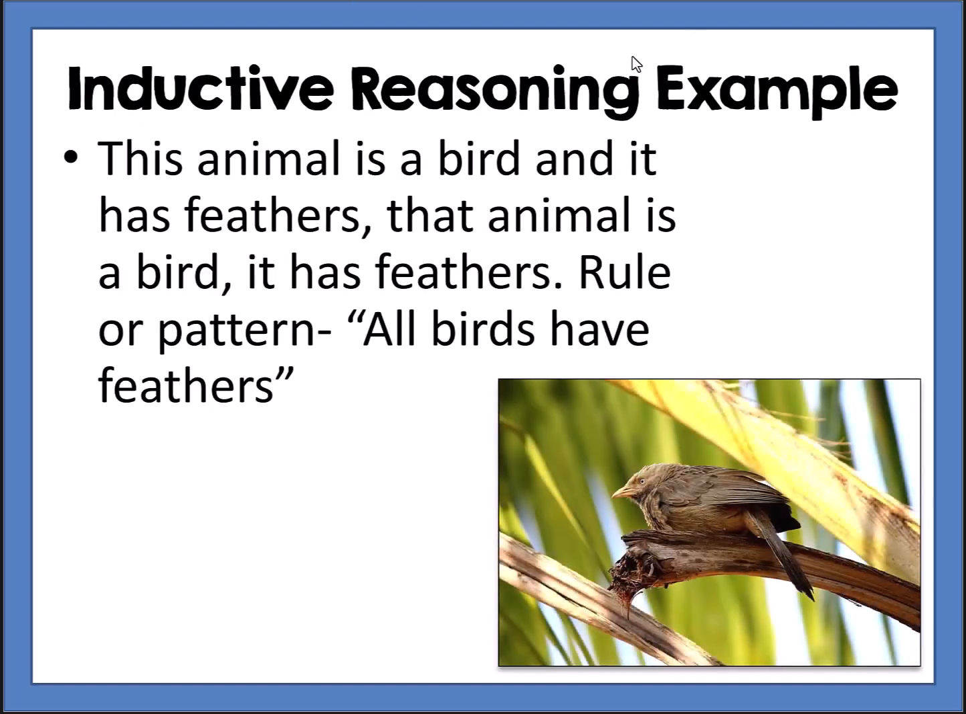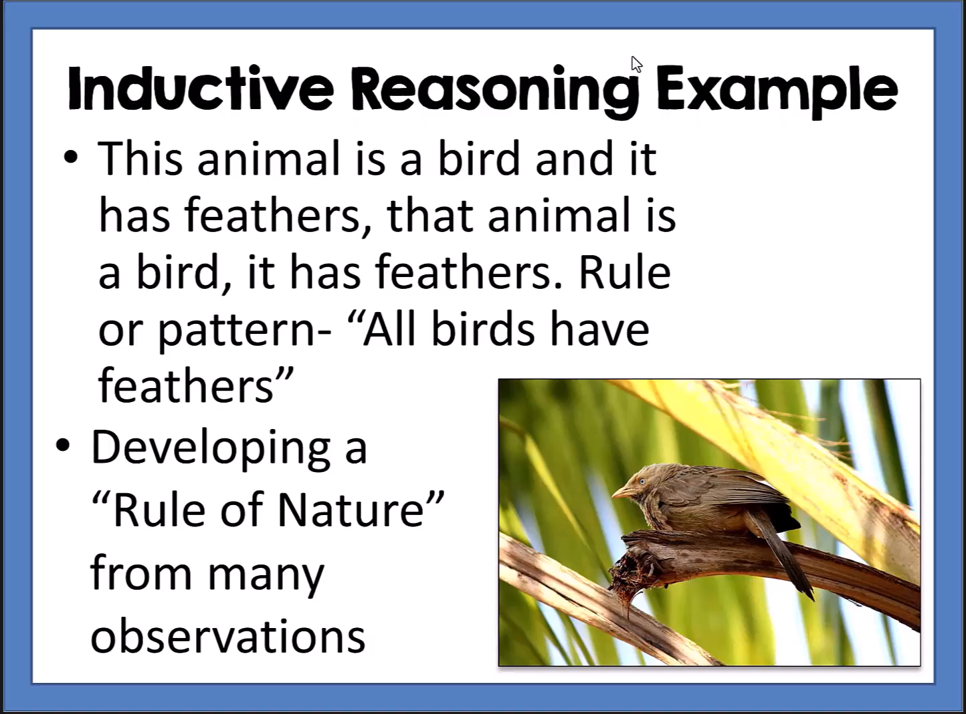So in our first example, we might see an animal and say, this animal is a bird and it has feathers. And then we might see another animal and say, that animal I know is a bird and it has feathers. So therefore we come up with a rule or a pattern that all birds have feathers. And so this is developing a rule of nature from many observations. You are seeing a lot of observations and creating a pattern from that. It may or may not be correct.